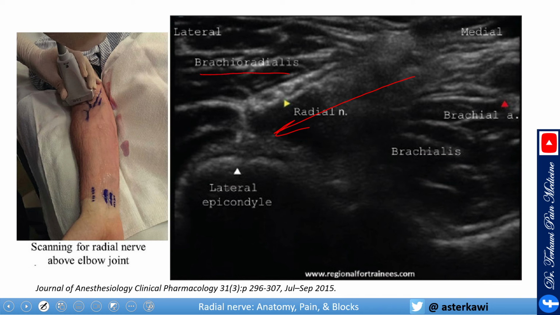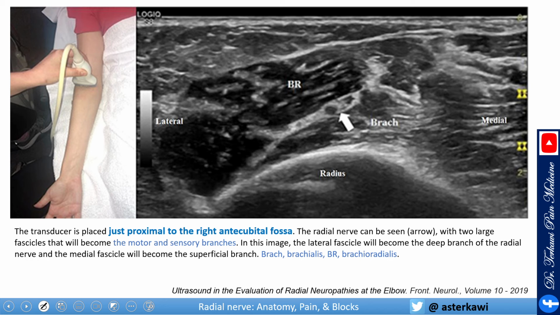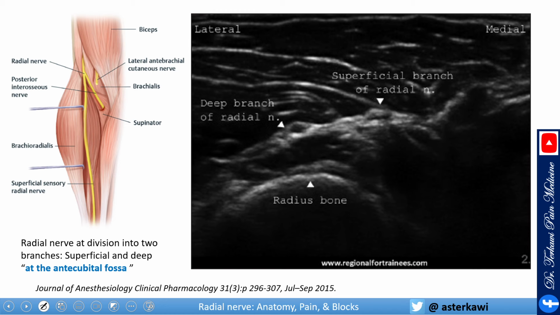Now you start to see the brachioradialis and the brachialis, and between them you can appreciate there are two fissures here that eventually will bifurcate to the superficial and deep branches. This is even more obvious here. So two fissures between, this is now between the brachialis and the brachioradialis, and just at the level of the lateral epicondyle.